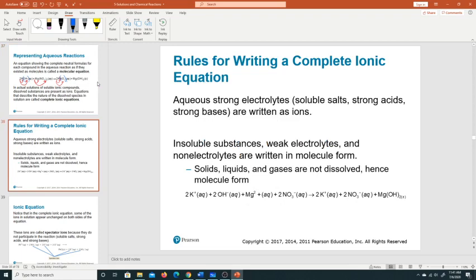So when we do all this, for this particular example, we end up getting this here. We get 2K plus aqueous plus 2OH minus aqueous plus Mg 2 plus aqueous, and so on. The solid we leave alone.